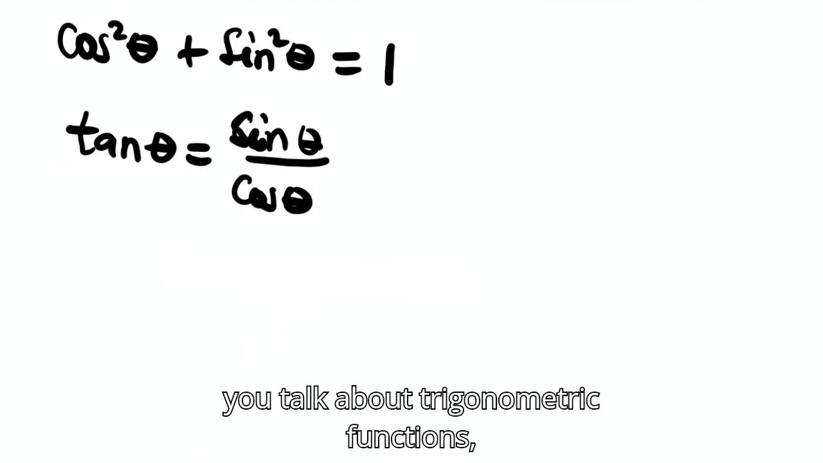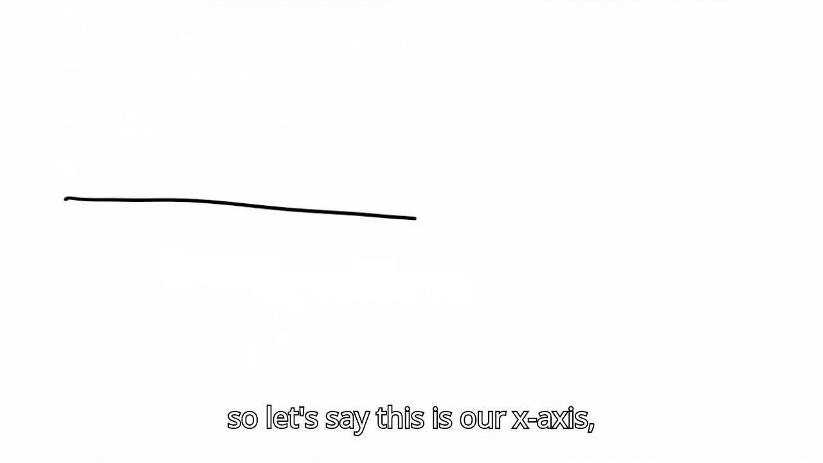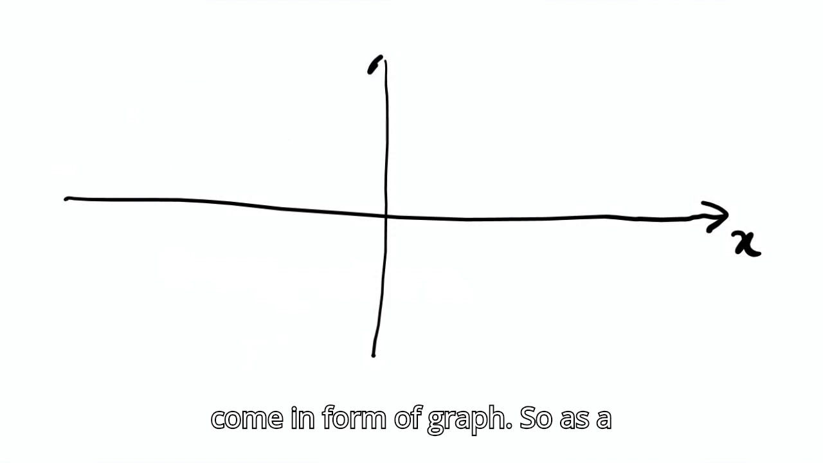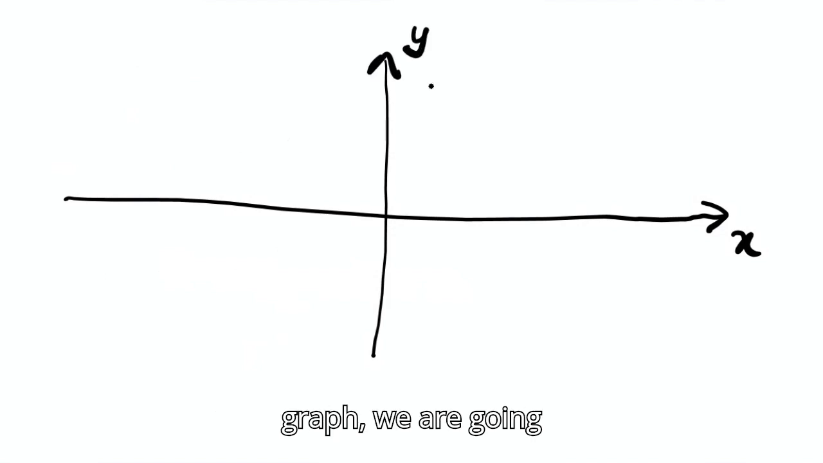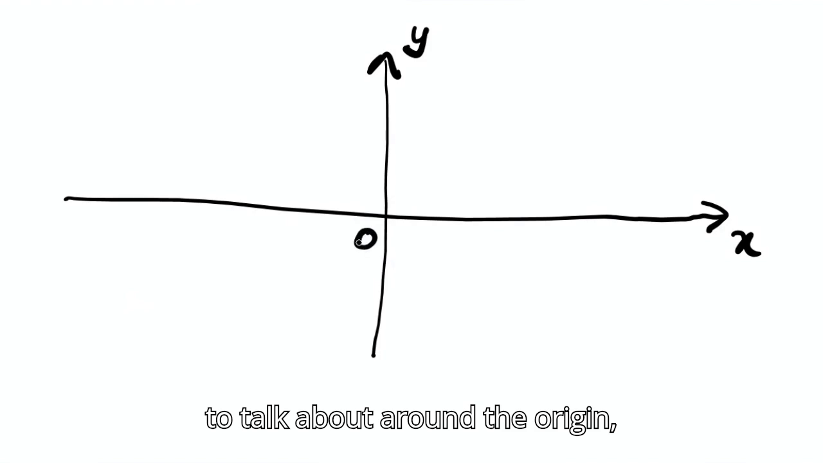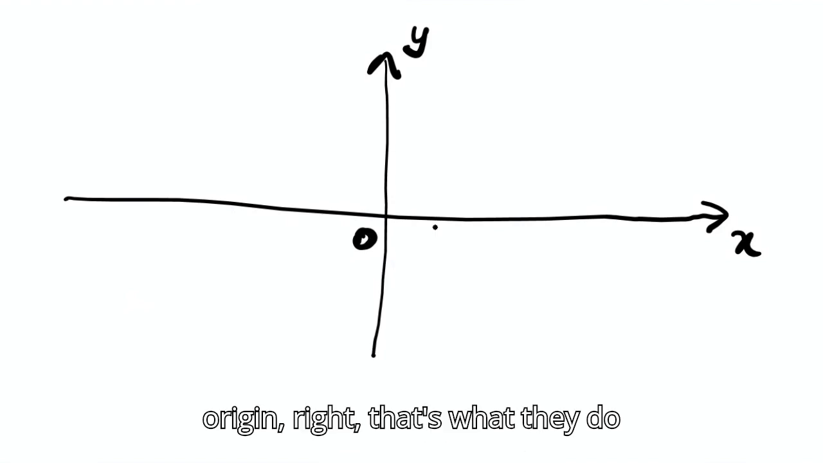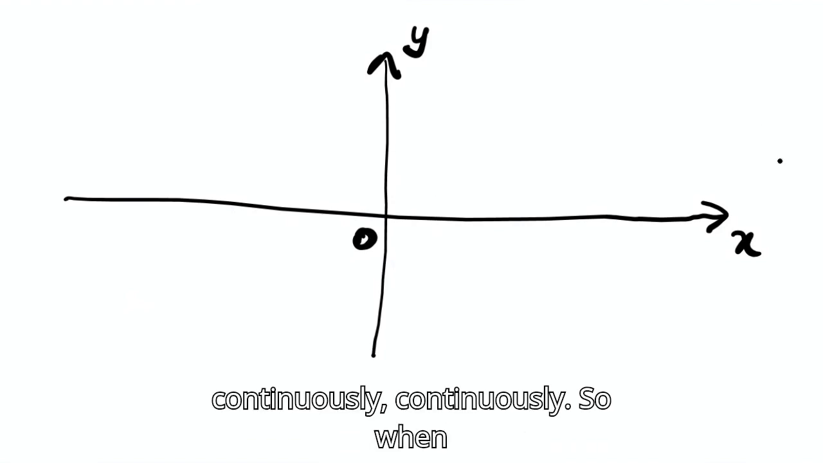But then when we talk about trigonometric functions, they also have graphs. Let's say this is our x-axis, and then our y-axis. They also come in the form of a graph. As a graph, we are going to talk about around the origin, because whatever they do around this origin, that's what they do continuously.